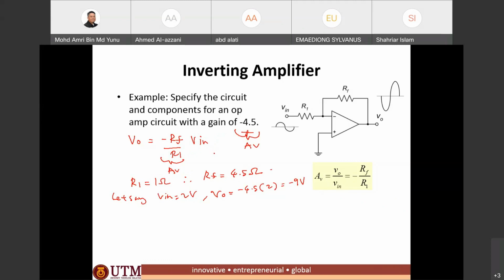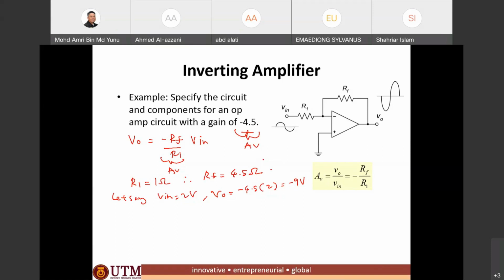No, the negative sign represents that the signal will be inverted, or 180 degrees out of phase with the input. For example, in this case, A equals minus 4.5. Okay, for example, we assume that V in is constant, for example 2 volt. Then what will be V out? Negative 9.